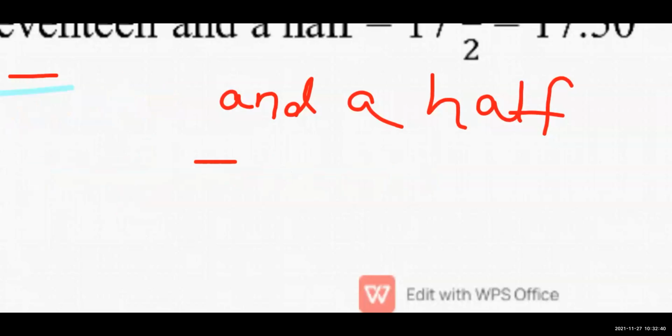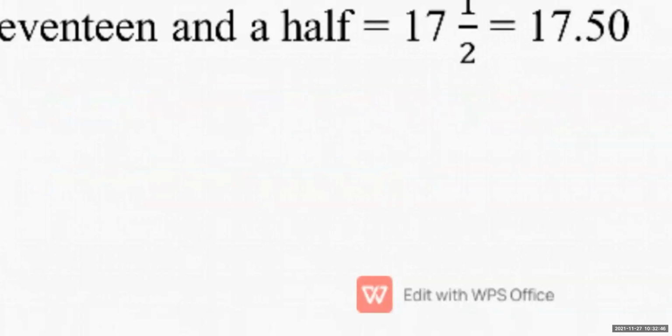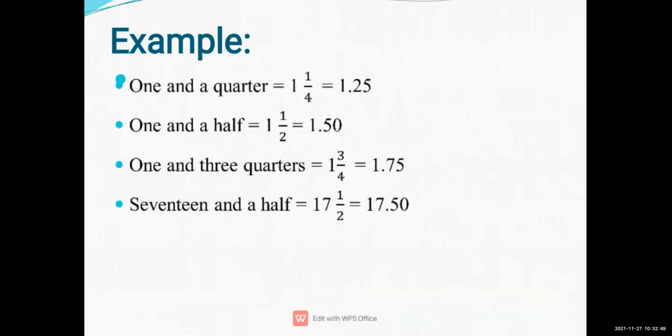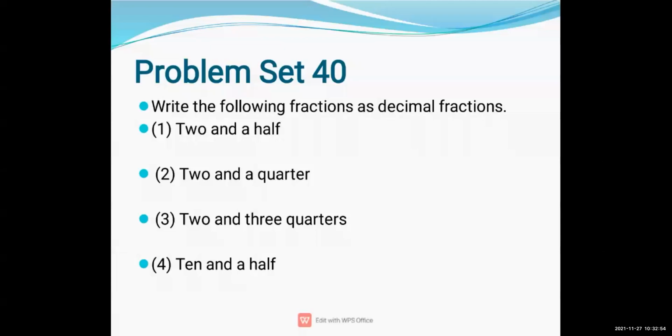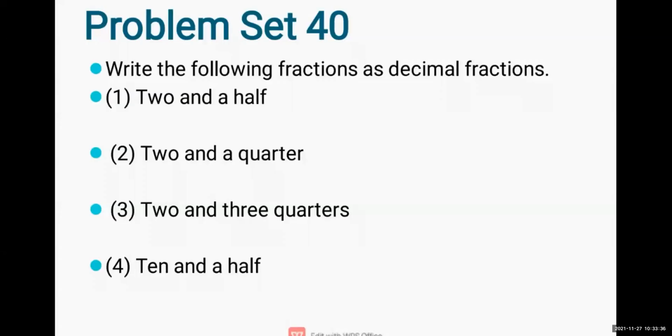Just wait a minute. I have to rub first. Now you people will do, and I'm going to unmute a student, and he is going to tell me the answers. Okay. Now problem set 40. Write the following fraction as decimal fraction. Now the first question is 2 and a half. Now first what are you going to write? Very good. Students are giving me the right answer.